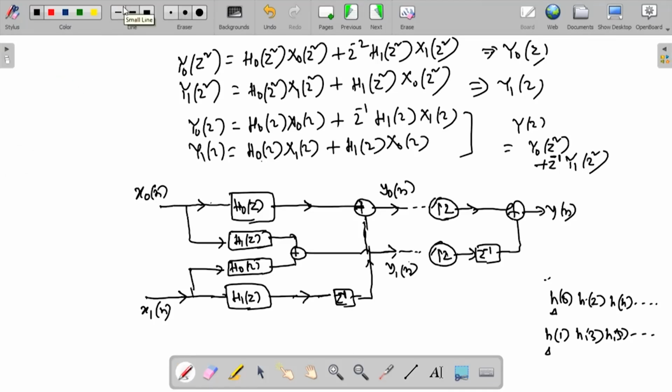What is x0 n? This sequence, we know, is x0, x, dot dot dot.